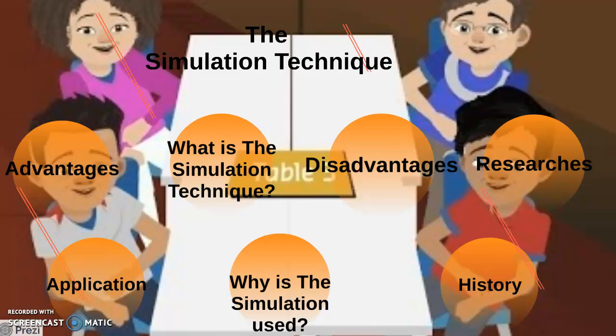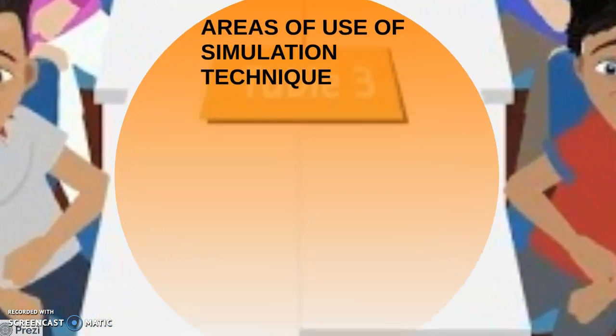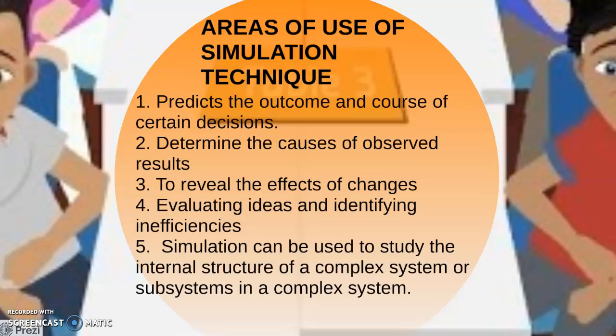Why is simulation used? Areas of use of the simulation technique. It predicts the outcome and course of certain decisions. It determines the cause of observed results. It reveals the effects of changes. It evaluates ideas and identified inefficiencies. Simulation can be used to study the internal structure of a complex system or a subsystem in a complex system.